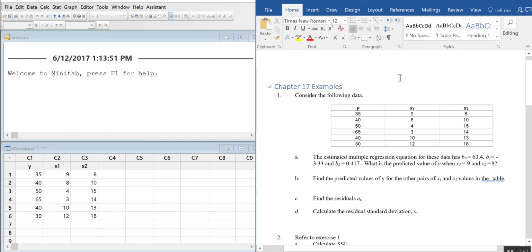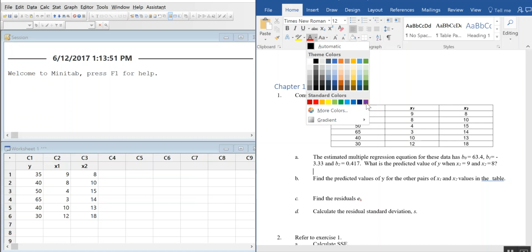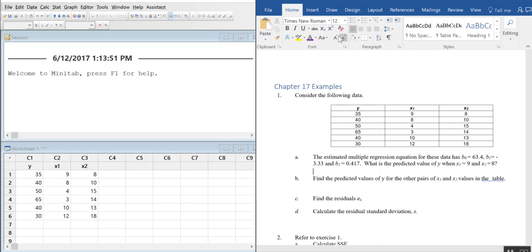There is no description of this data, so this might be kind of boring because there's no context. All right, so to begin, we're going to estimate the multiple linear regression equation for the following data. And then what is the predicted value of y when I have these particular values for x1 and x2? So if you were to write out the regression equation first, I'm going to do that in a different color, just so it's clear which part is the part that I am adding.